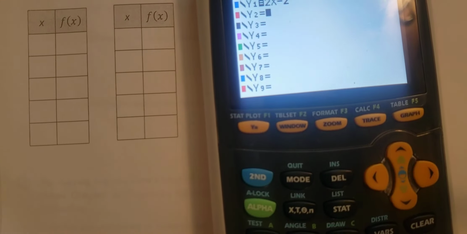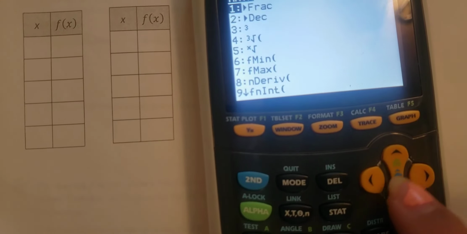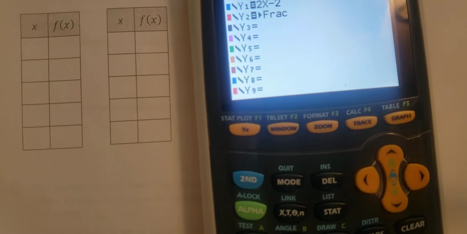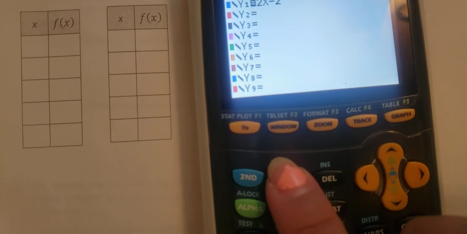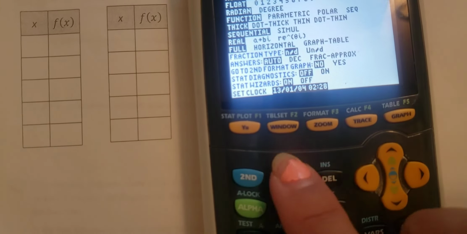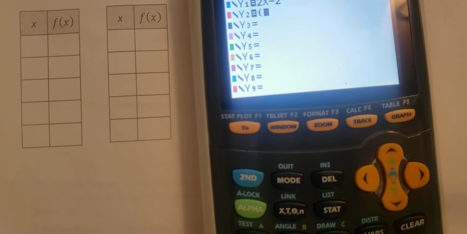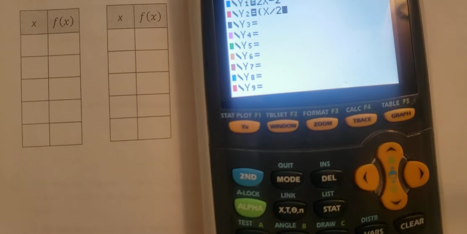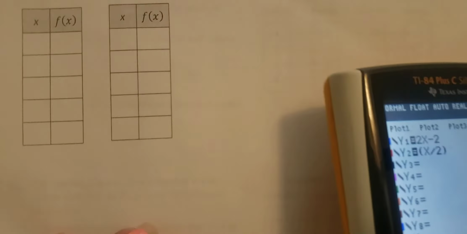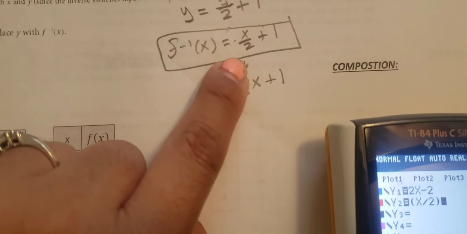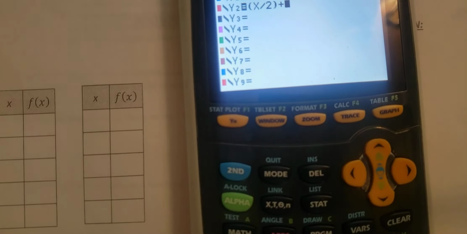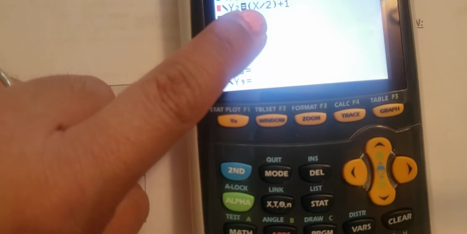Or you can do it as a fraction. Let me get out of that. Sorry. It's x divided by 2, like I have it originally. Or x over 2 if you don't like that, plus 1. Just make sure you have it in parentheses.